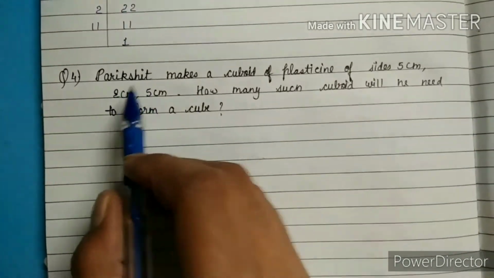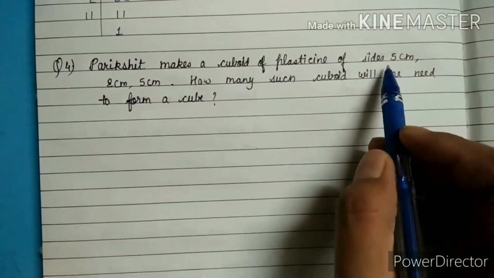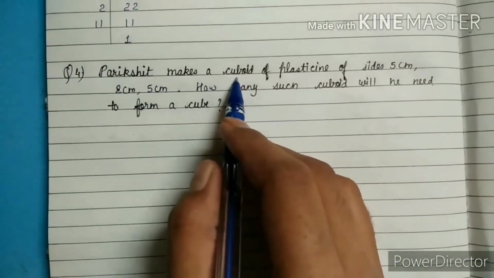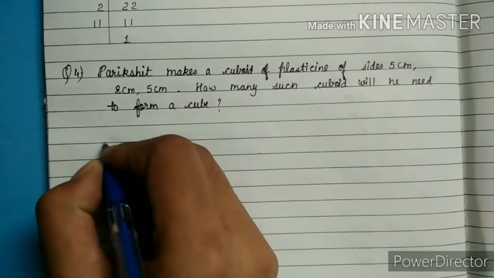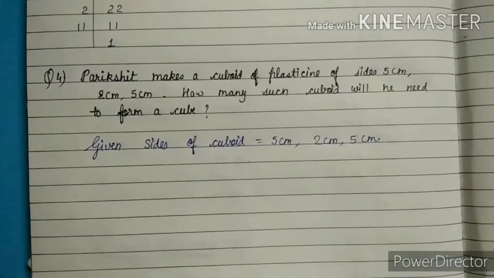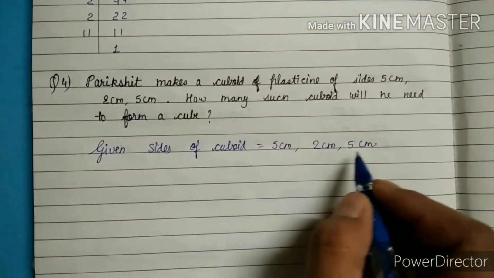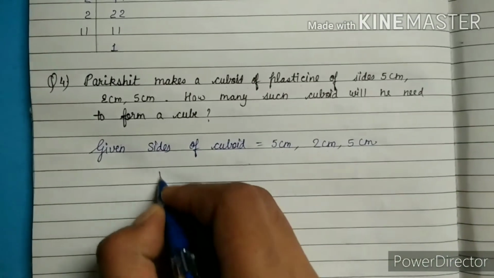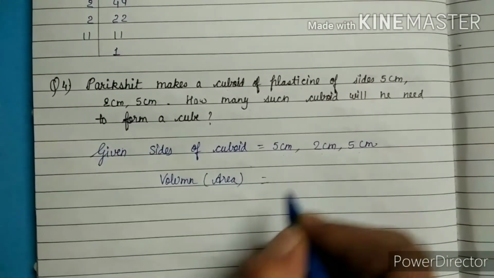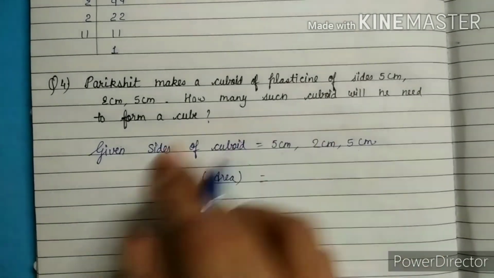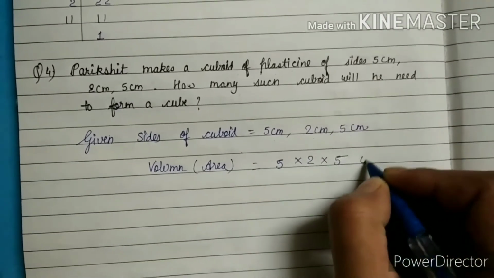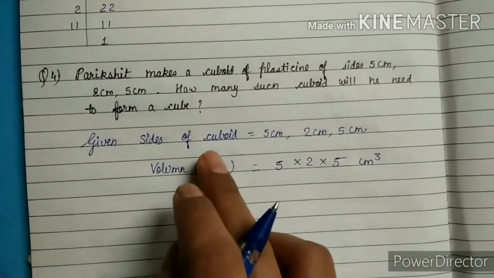Question number 4 is: Parikshit makes a cuboid of plasticine of sides 5 cm, 2 cm and 5 cm. So Parikshit makes what? A cuboid. The given sides of the cuboid are 5 cm, 2 cm and 5 cm. When we take the volume of the cuboid, we have to multiply length into breadth into height. So this will give us the volume of the cuboid.